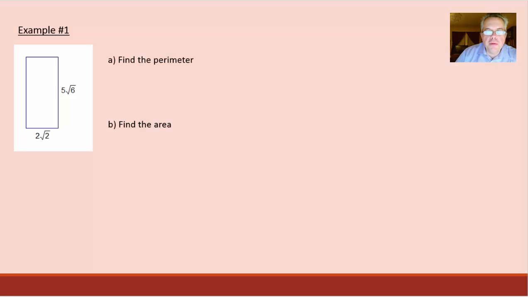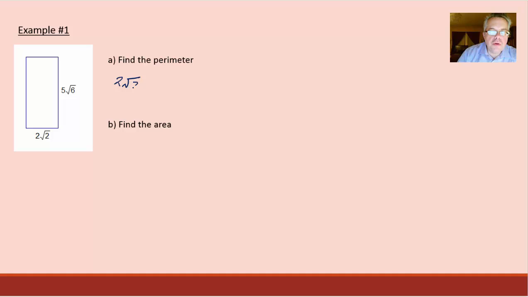Here's our first example, and we'll be doing some problems like this in class. Here's a rectangle, and the width is 2 times square root of 2. The length is 5 times square root of 6, and we want to first find the perimeter. To find the perimeter, we simply add up all the sides.